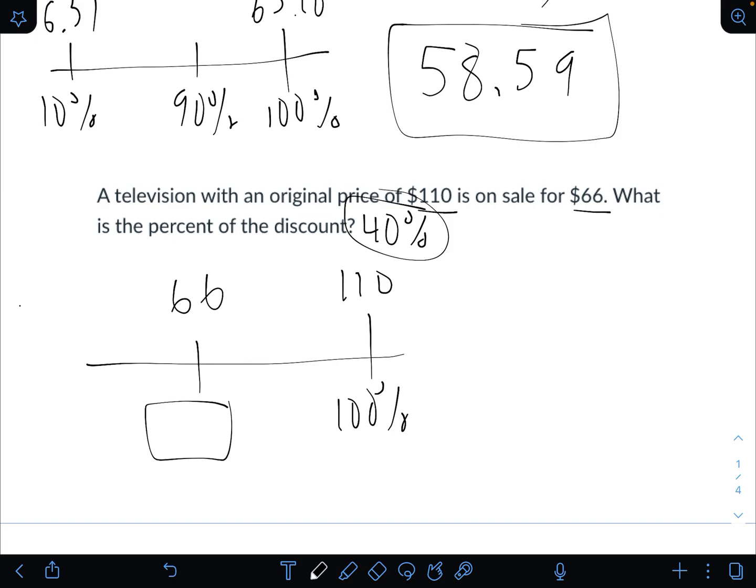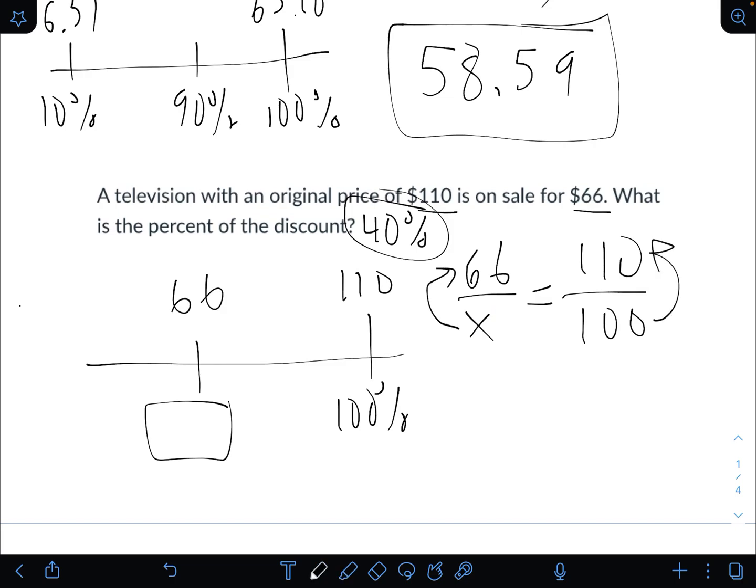Well, this is just like a fraction thing. Remember? So it's 66 over something equals 110 over 100. And you're like, oh man, I don't like that X being on the bottom. But that's okay. Because it's a beautiful proportion, we can just flip that if we flip this.